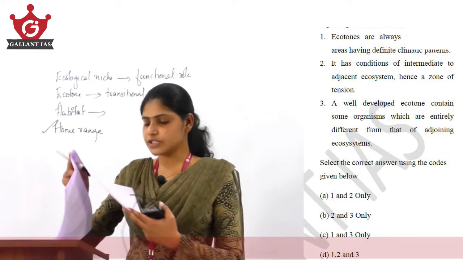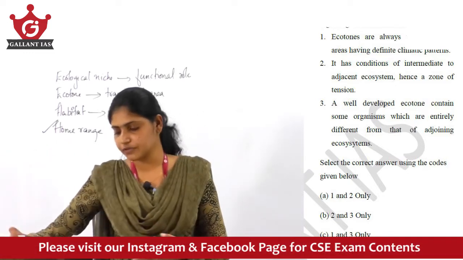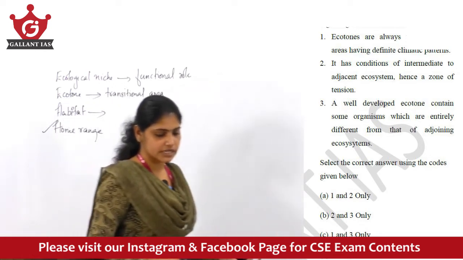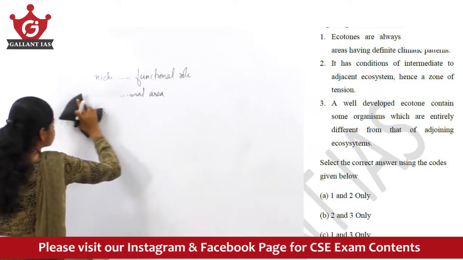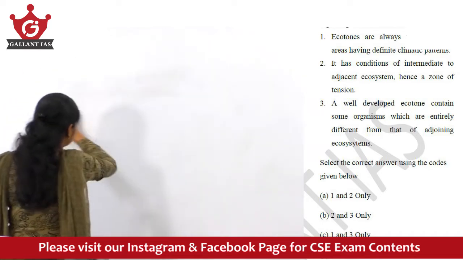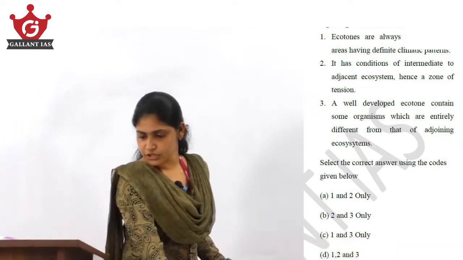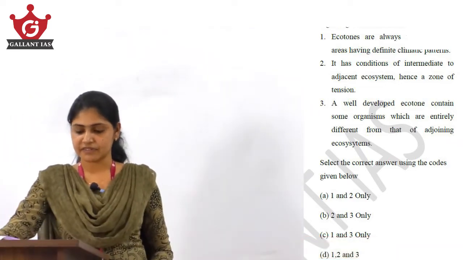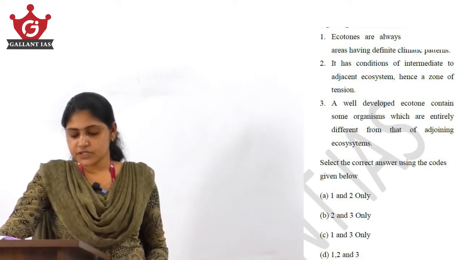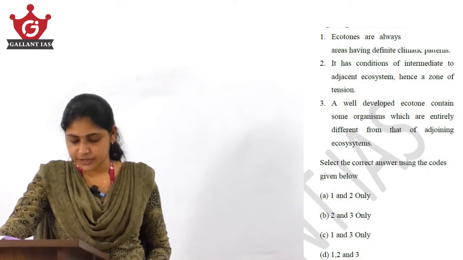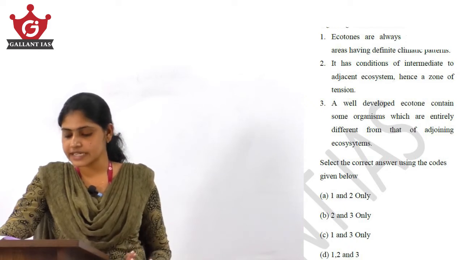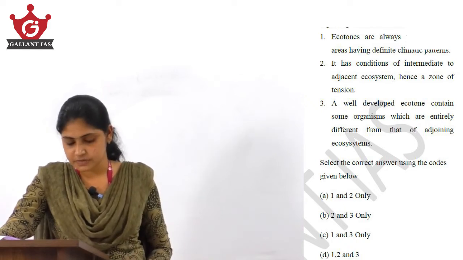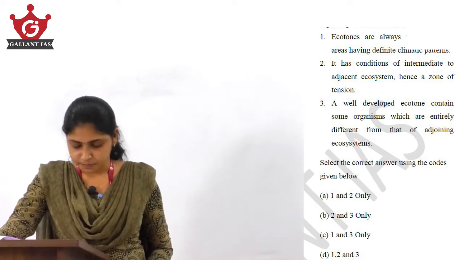Now, next question. Which of the following are correct regarding the characteristics of ecotone? We have just now seen with regard to ecotone, right? So here the question is asking about the characteristics of ecotone. See, the first statement says ecotones are always wide marginal areas having definite climatic patterns. Second statement says it has conditions of intermediate to adjacent ecosystem, hence a zone of tension. And third statement, a well-developed ecotone contains some organisms which are entirely different from that of the adjoining ecosystems. You have to select the correct answer.